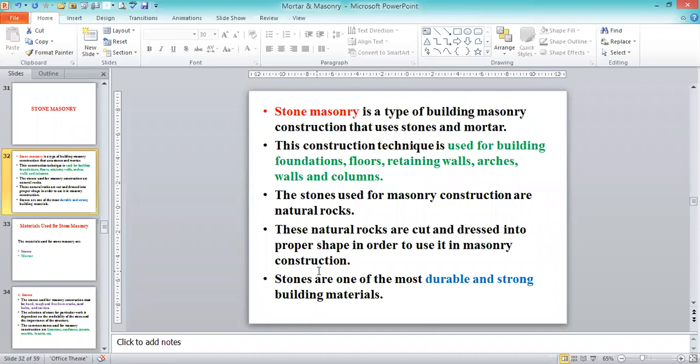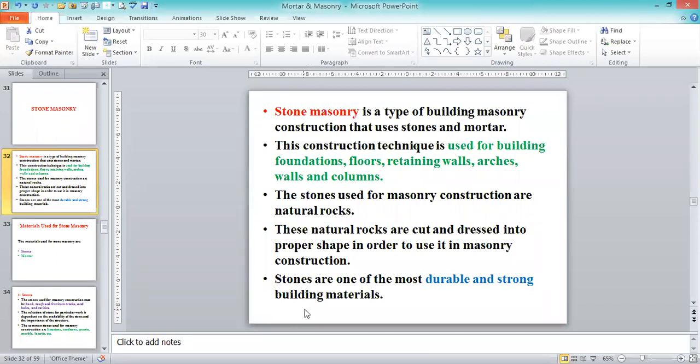Once again we'll go for the revision class on the dressing of the stones. We will discuss what is meant by the dressing of the stones. Dressing of the stones means that the naturally available rock or stone has to be made to the required size and shape. That is called dressing of the stone.